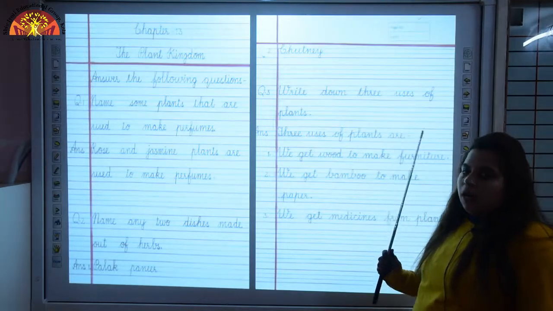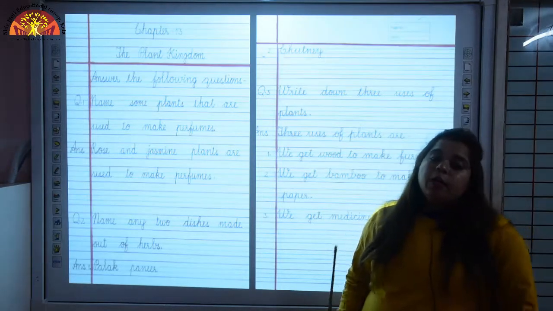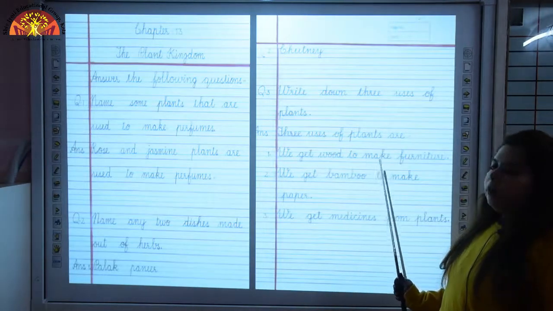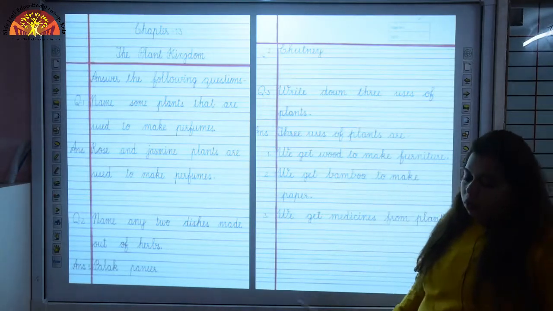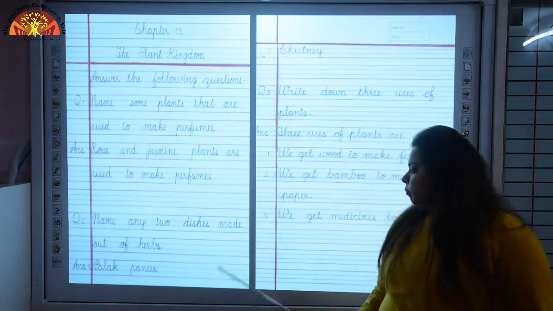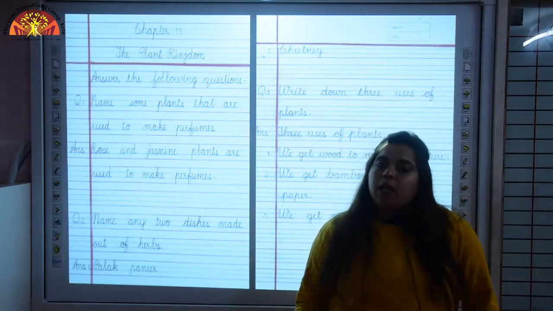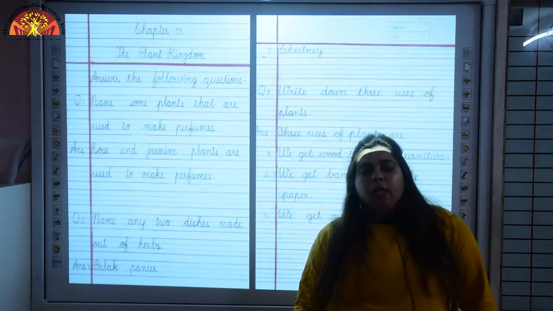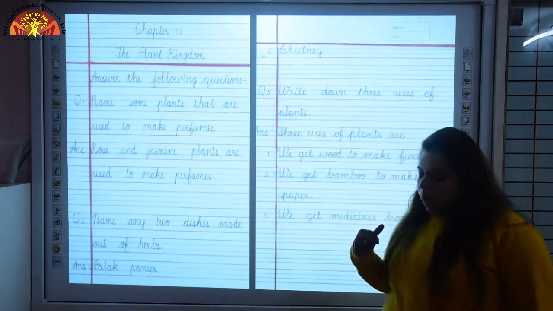3 uses of plants are, number 1, we get wood to make furniture. What we get? We get wood, and from wood what we make? We make furniture. Number 2, we get bamboo to make paper. From plants we get bamboo, and from bamboo what we make? We make paper. Number 3, we get medicines from plants. Now children, plants like poppy, neem, tulsi, from these leaves what we make? We make medicines. So number 3rd is we get medicine from plants.